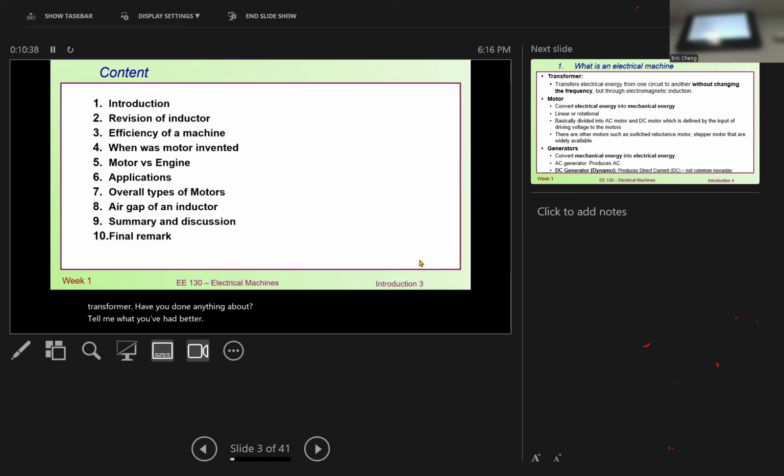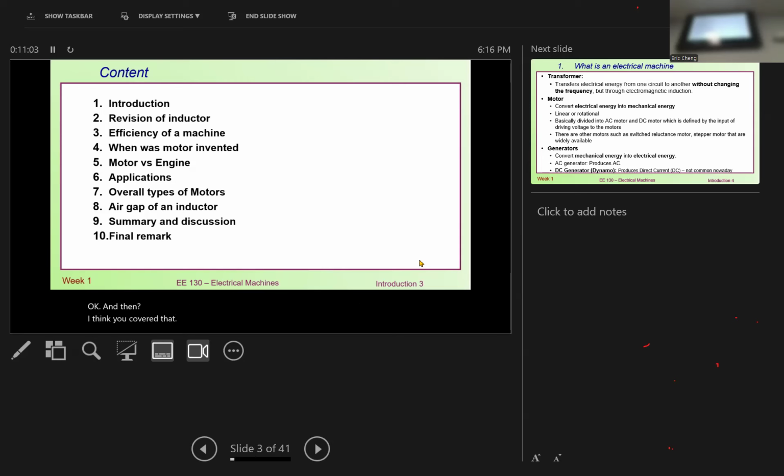Inductor is like a coiled wire, and the voltage across the inductor is L di/dt. That's what I got. Okay, how about the field? Have you learned about the field for inductor? How to calculate the field for inductor? Didn't cover that. We will cover that sometime.